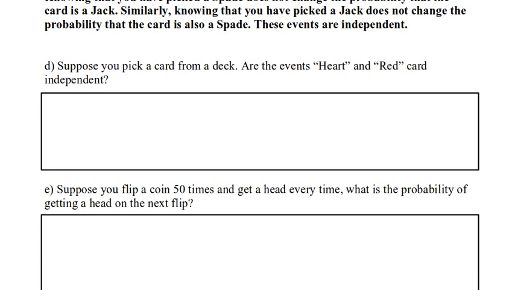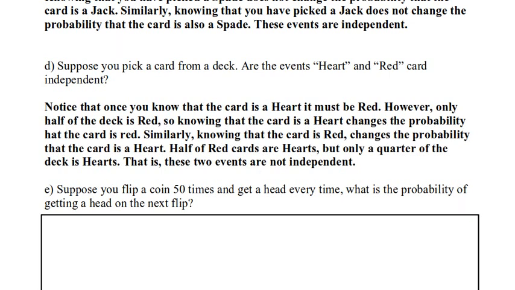Let's look at a similar one from that same setting of a deck of cards. Suppose you pick a card from a deck. Are the events Heart and Red independent? We could go through and do the arithmetic and find each of the conditional probabilities, or we can say this. Notice that once you know that a card is a heart, it must be red. So if it's a heart, the probability of being red is 100%.